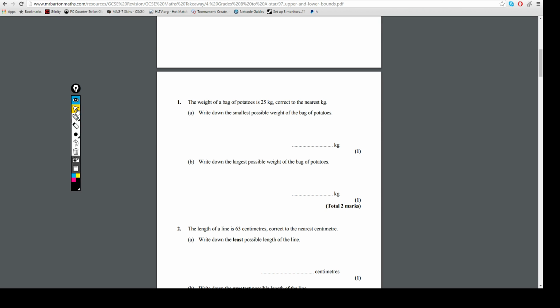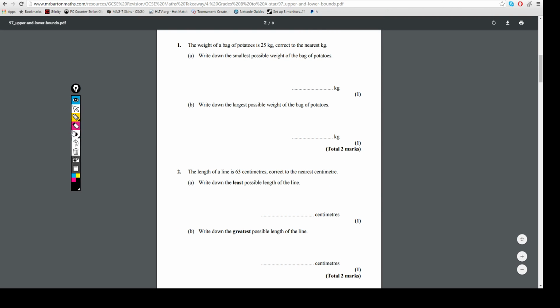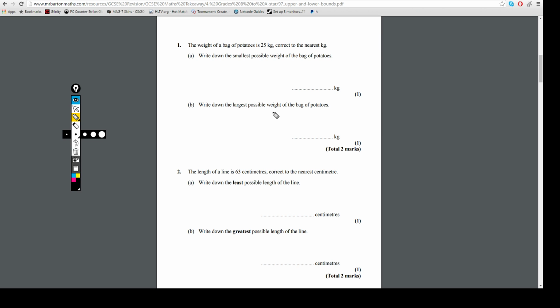Okay, we'll move on to the next one now. Here we are. We've got write down the largest possible value of the potatoes. So this is pretty much exactly the same. The largest the bag of potatoes can be is 25.5. Normally, if you round that up, it would be 26, but it can be that because we've got to be halfway between both of them.